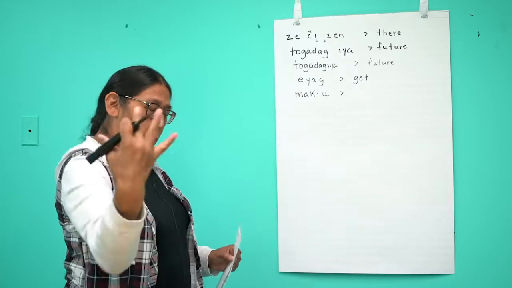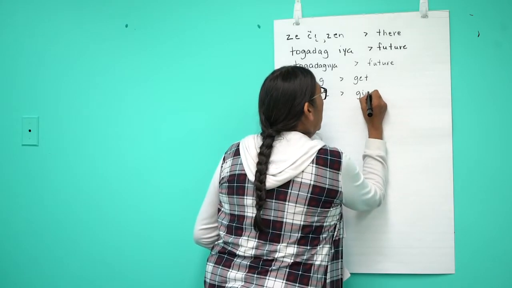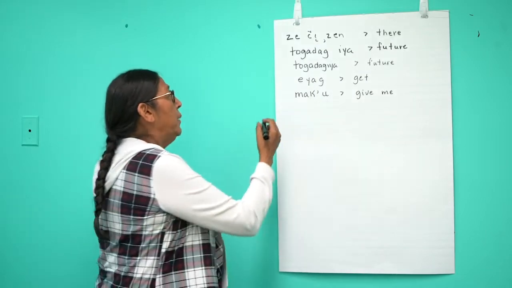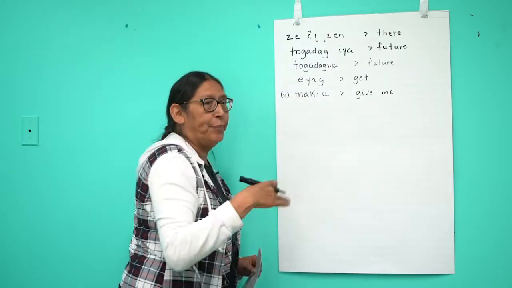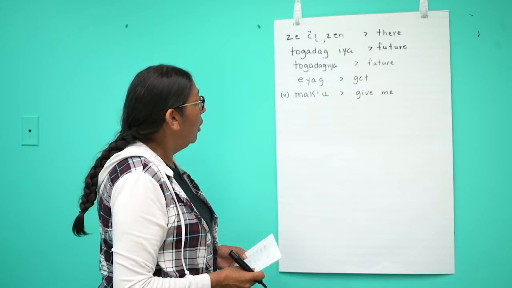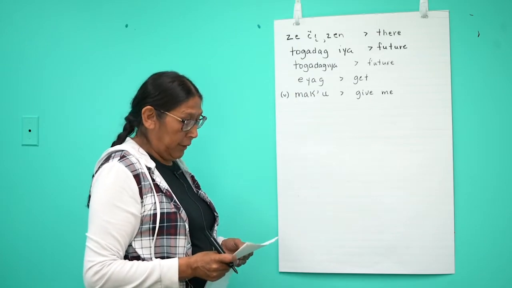Mak'u, mak'u. You're gonna give it to me. Give me mak'u. And these words here, the verbs. This is a verb. It can be conjugated into more. Give me, you give, I give, you give, they give, we give, they all give.